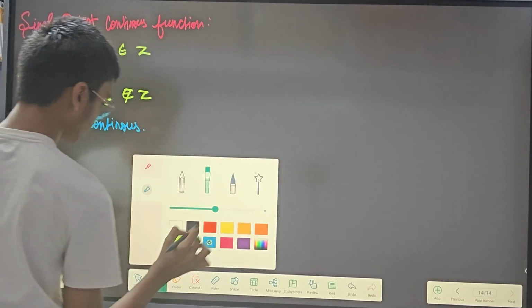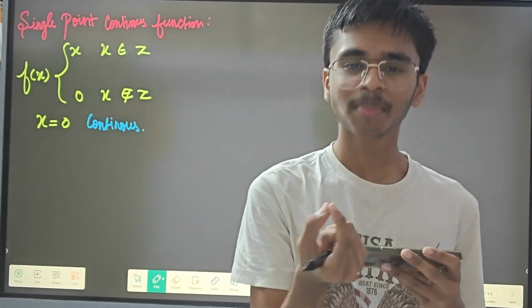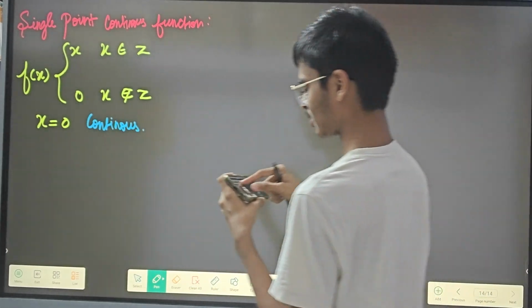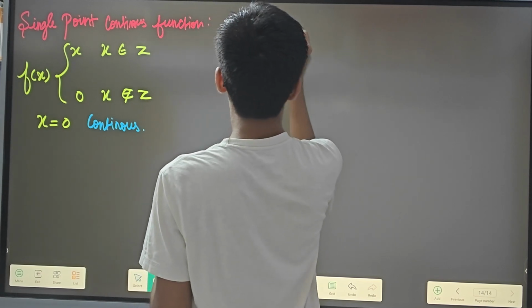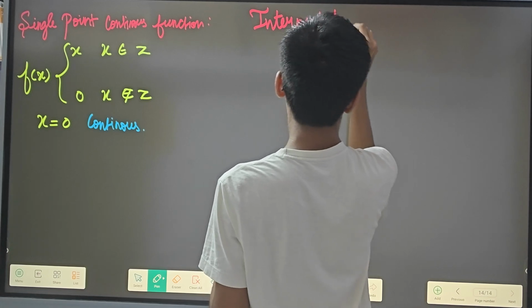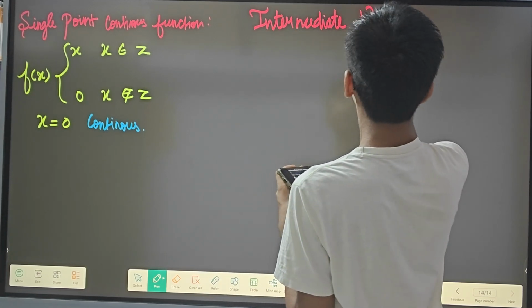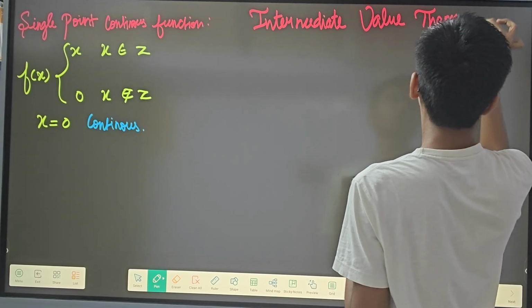So we are just going to check only one point. The one point of this theorem. Okay, one particular point only we are going to check. Intermediate value theorem.